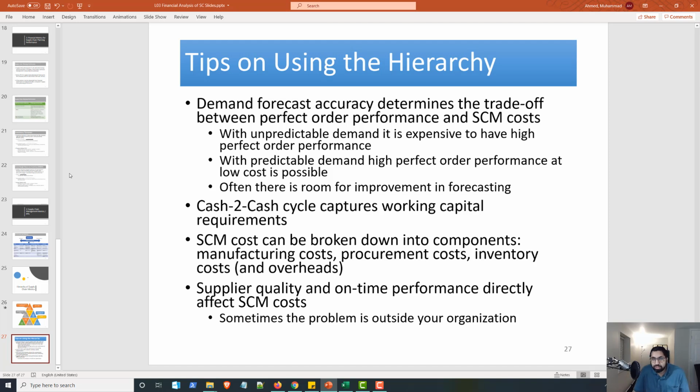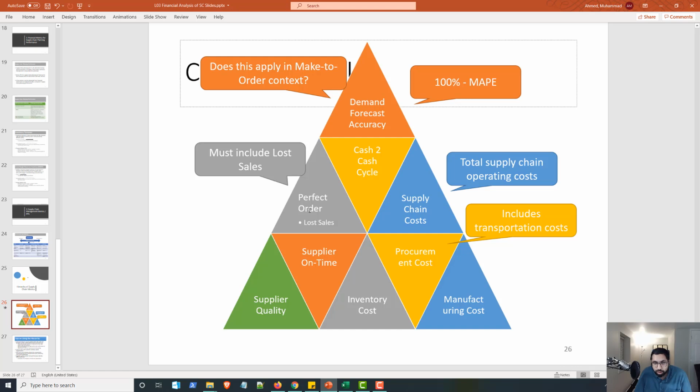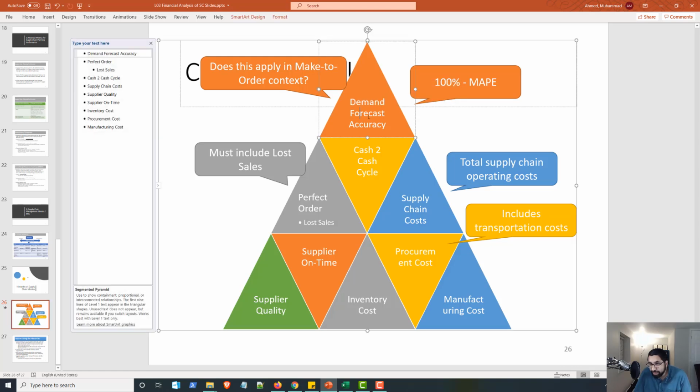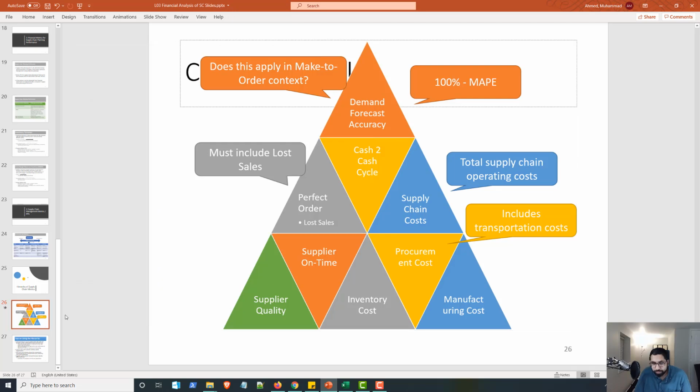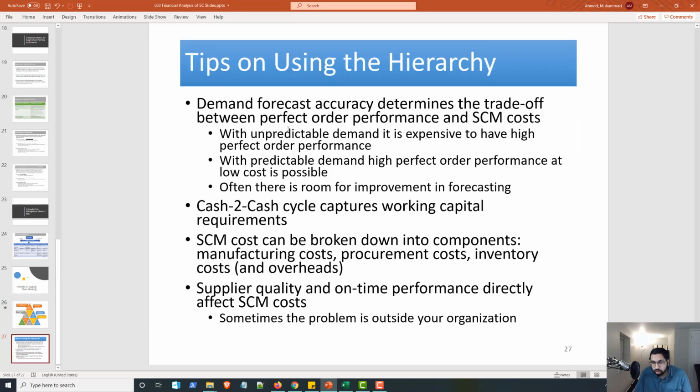Okay, tips on using this hierarchy. Demand forecast accuracy determines the trade-offs between perfect order performance and supply chain costs, right? You could get perfect order by having huge inventories, okay? But if your demand forecast is really accurate, then you don't need huge inventories to get perfect order, okay? How accurate your top of the pyramid is going to influence how costly it is for you to have perfect orders. Like, fulfill all orders perfectly.